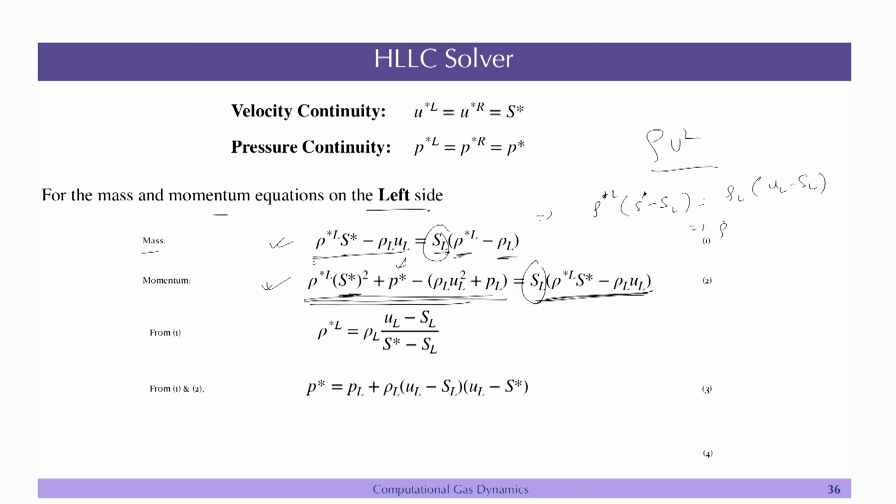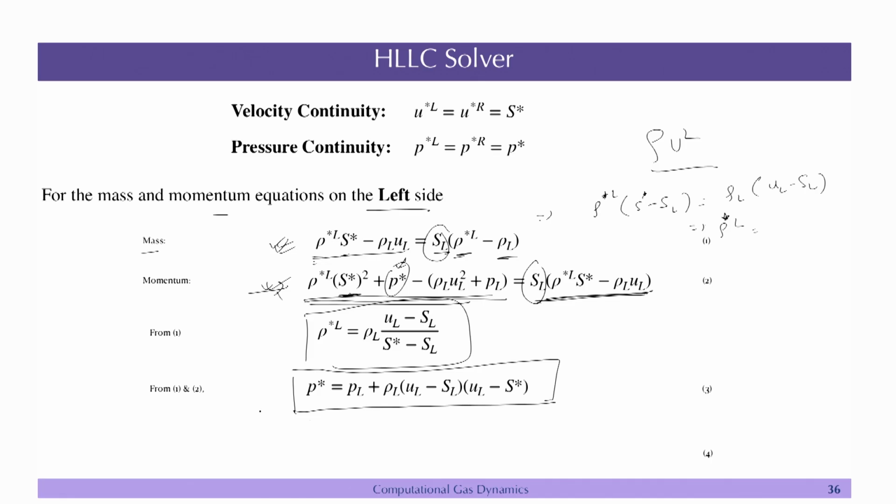So, then you can get this rho star L from here. Okay. So, we got the rho star L from the mass equation, and now you put this value of rho star L into this momentum equation. Everything else is known. So, you can get the value of P star from here, right. By some mathematical manipulation, you basically will get this expression.